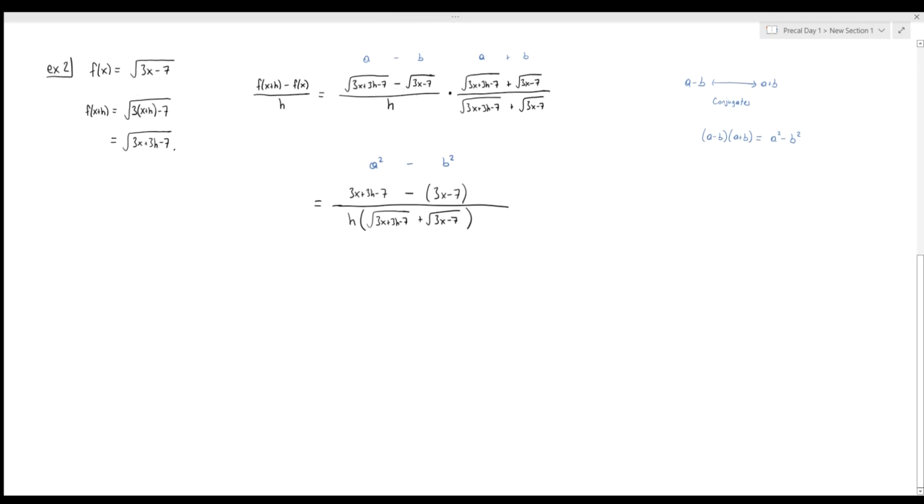So by multiplying by conjugates, we got rid of the square roots in the numerator, and now we can try to combine like terms here. In the numerator, if we were to distribute this minus sign into the parentheses, we would get minus 3x and then plus 7. So I'll distribute that minus sign.